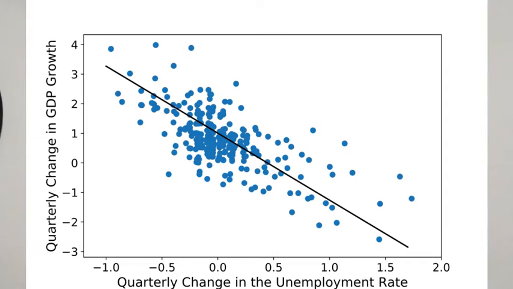The correlation between the growth in unemployment and the decrease in GDP has been demonstrated by Okun's law, which has demonstrated that a 1% increase in the unemployment rate corresponds generally to about a 2% decrease in the GDP.